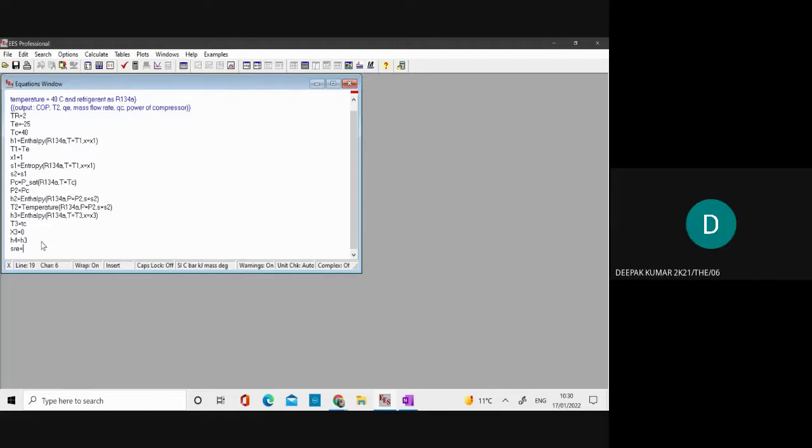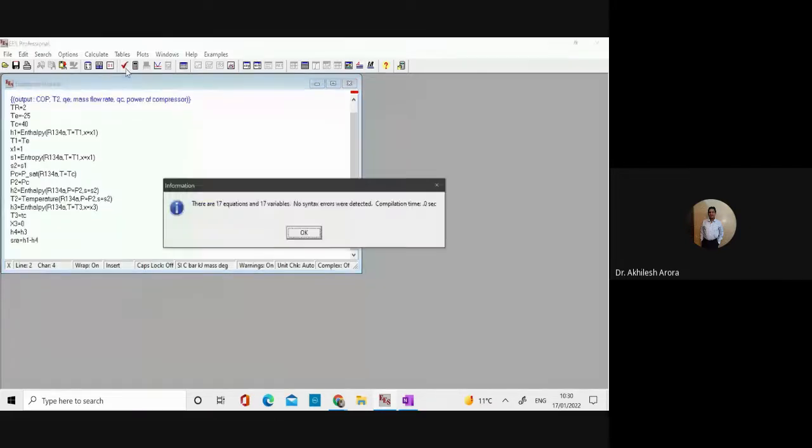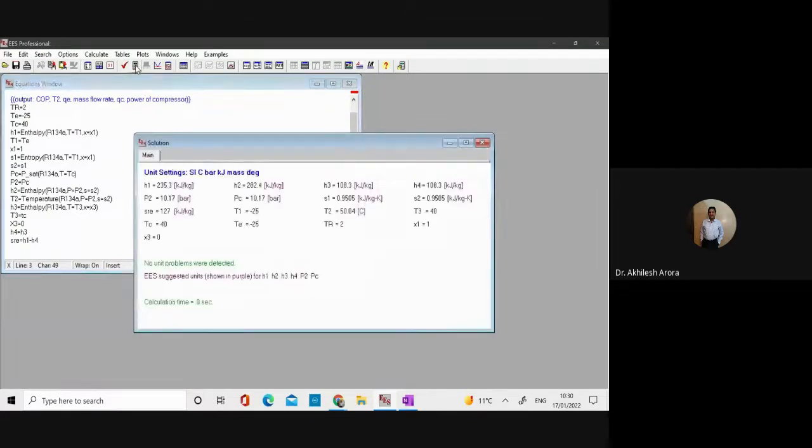H1 minus H4. H1 minus H4. Let us check it. 17 equations, 17 variables. So let us see where is SRE. This is here 127. So specific refrigerating effect is 127.